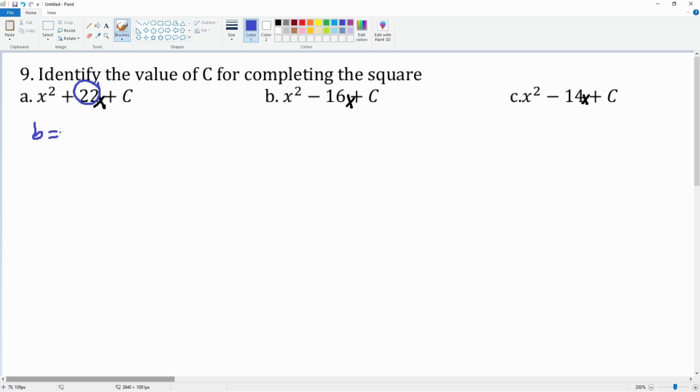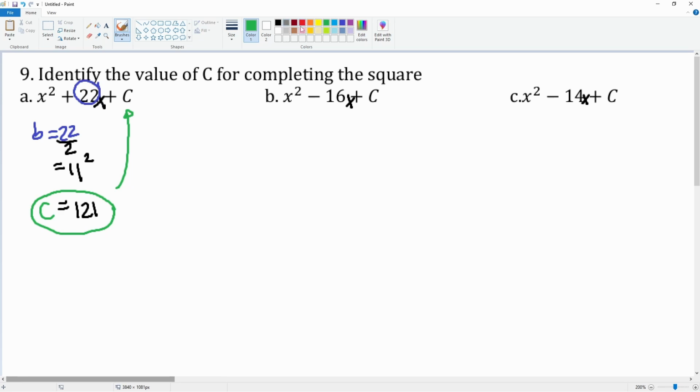Okay, b equals 22. Then we divide that by 2. This becomes 11. Then we square it. That becomes 121, and that is our c value. There you go. Okay, that's what we're adding right here.